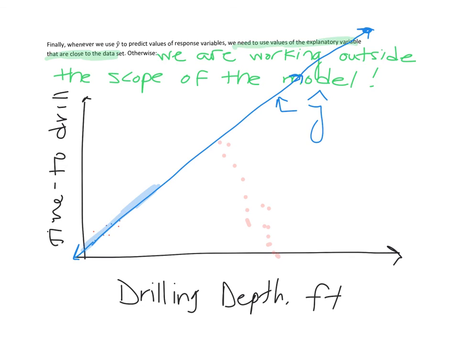So the point is, at some point, we're not going to be able to use our least squares regression line. So we have to make sure whatever we're predicting, the explanatory values that we're trying to find an average for, it has to be close to the observations.